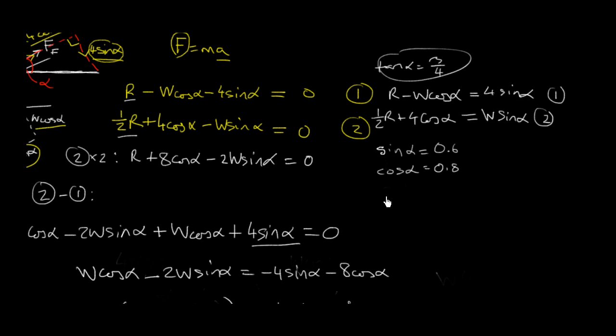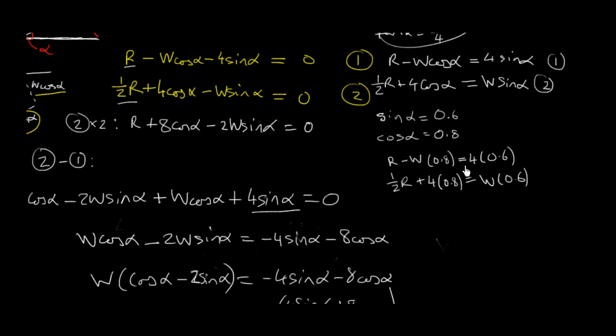Now we can say that equation 1 boils down to (r minus w) times cos alpha, which is 0.8, equals 4 times sine alpha, which is 0.6, and the second equation goes to half r plus 4 times cos alpha, which is 0.8, equals w sine alpha, which is w times 0.6. Now looking at this, we can just do a simple substitution, which is going to be easier than the other stuff that I was doing with subtracting them or whatever.